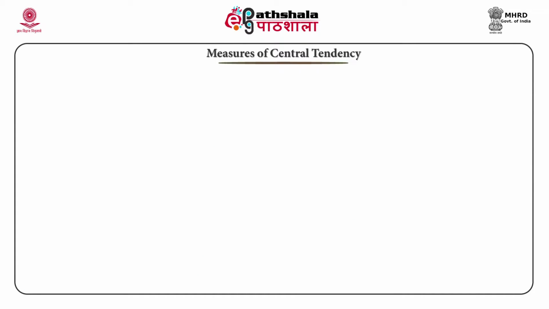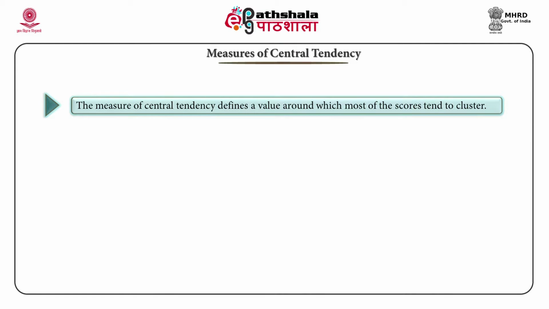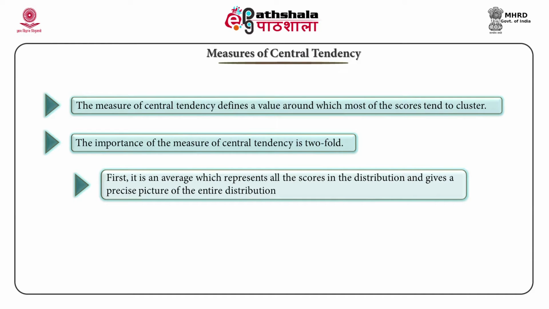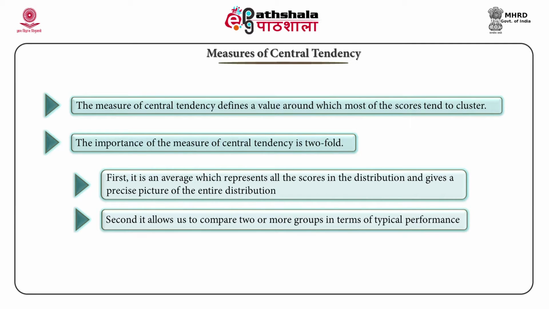First, we take up measures of central tendency. The measure of central tendency defines a value around which most of the scores tend to cluster. The importance of the measure of central tendency is twofold. First, it is an average which represents all the scores in the distribution and gives a precise picture of the entire distribution. Second, it allows us to compare two or more groups in terms of typical performance.